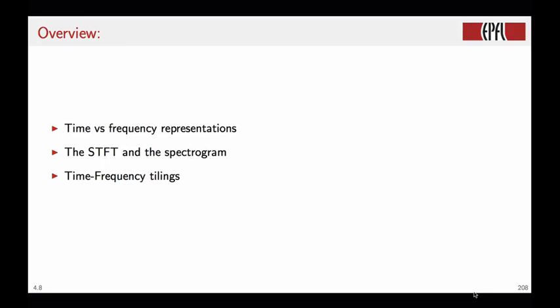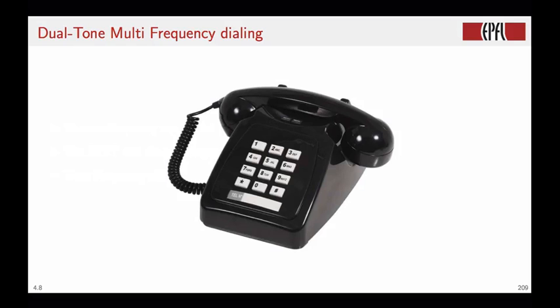We will see why we need this tool, first by comparing the advantages and disadvantages of the time domain and the frequency domain representations for a signal. Then we will talk about the STFT and of the spectrogram, which is the graphical way of representing short-time Fourier transform data, and we will briefly talk about time-frequency tilings.